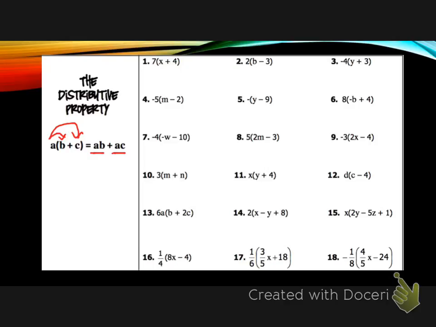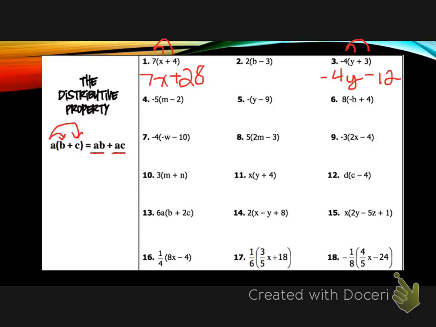If you're looking here, 7 times x gives me 7x. 7 times 4 is going to give me 28. So I've got 7x plus 28. How about if there's a negative sign out front, like number 3? Negative 4 times y is going to give you a negative 4y. Then if you take negative 4 times 3, you get a negative 12, or minus 12. So you've got negative 4y minus 12.